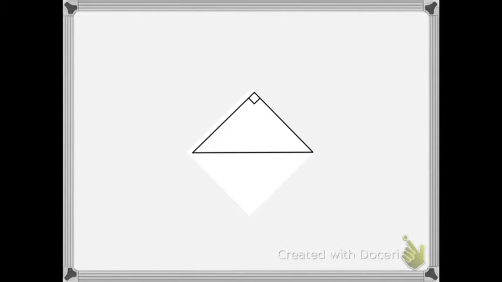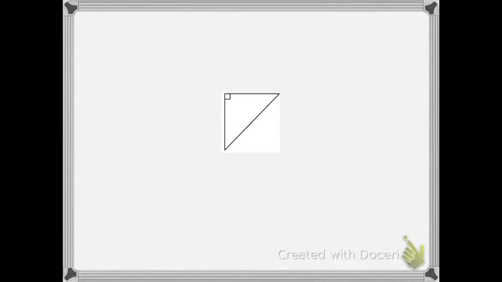So let's practice finding the hypotenuse of some right triangles. So in this example, you can see that the right angle is right here. And if you remember, the hypotenuse is always the side opposite the right angle. So that would be this side right here. So this side is the hypotenuse of this example. Okay, in this example, you can see that the right angle is right here, meaning that the hypotenuse would have to be the opposite side, so this side right here. So this side is the hypotenuse.